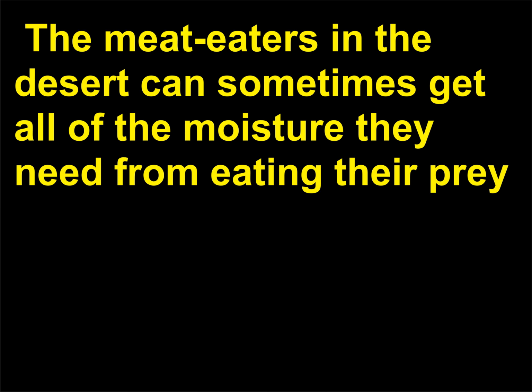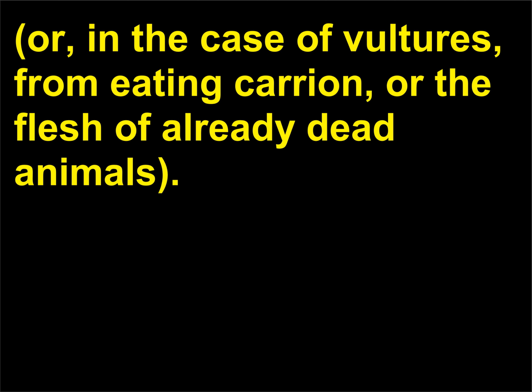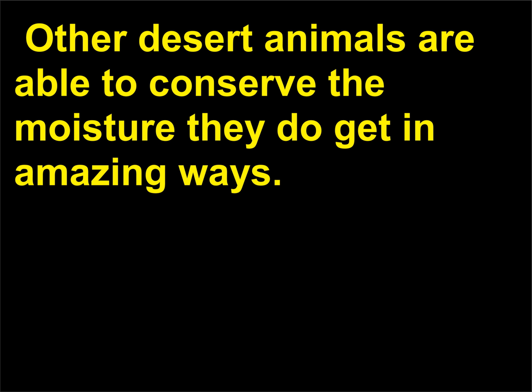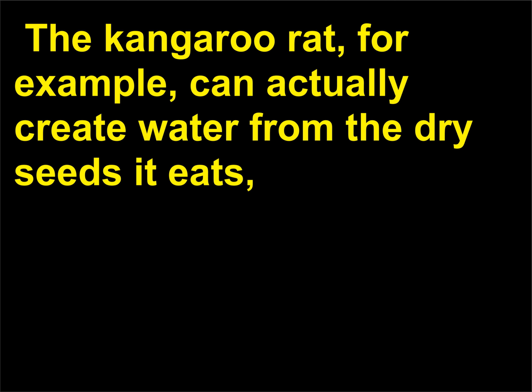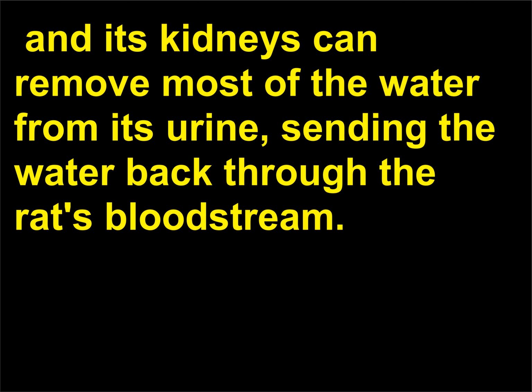The meat eaters in the desert can sometimes get all of the moisture they need from eating their prey. Or, in the case of vultures, from eating carrion, or the flesh of already dead animals. Other desert animals are able to conserve the moisture they do get in amazing ways. The kangaroo rat, for example, can actually create water from the dry seeds it eats. And its kidneys can remove most of the water from its urine, sending the water back through the rat's bloodstream.